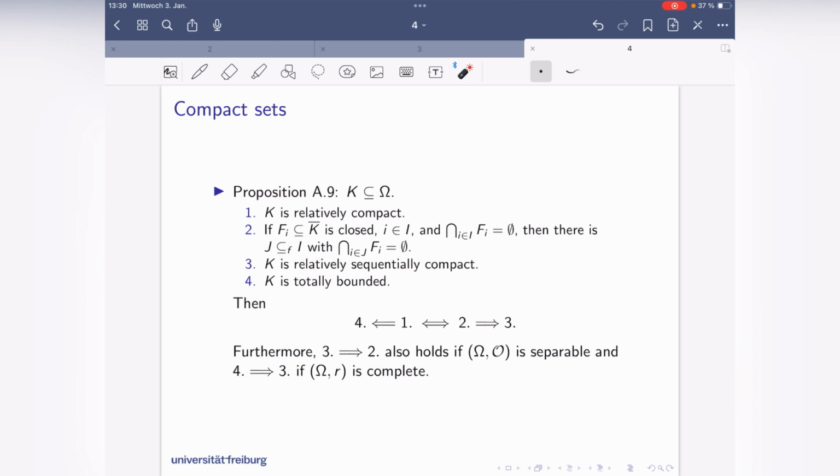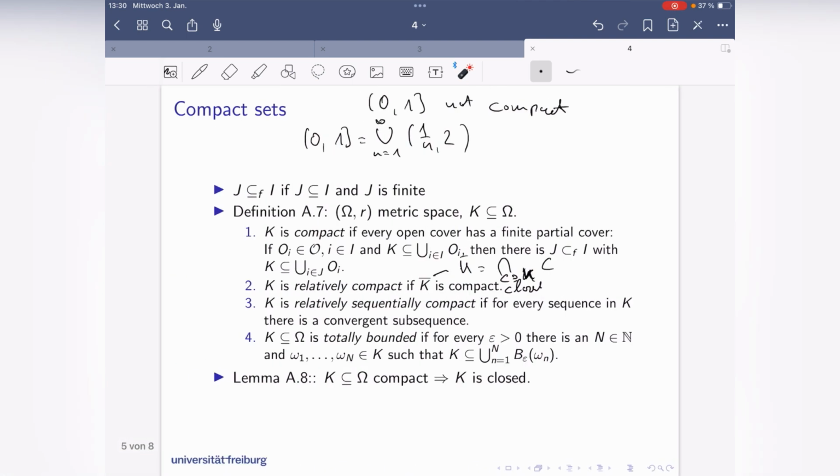And what I will need here frequently is the following. It basically generalizes the thing that you know from R or R^d, that a set is compact if and only if it's closed and totally bounded. And that's as follows. I have 4 properties: relatively compact, relatively sequentially compact, totally bounded, and a 4th thing, which you should understand as connected to the definition of compact.